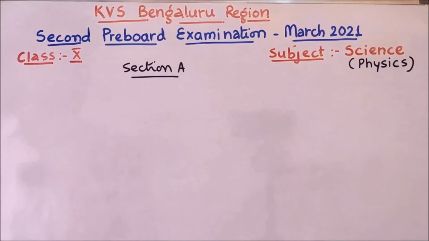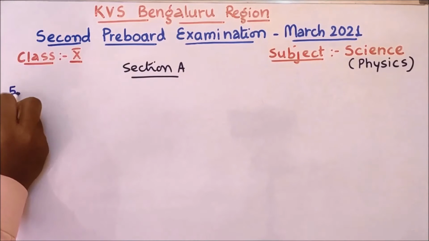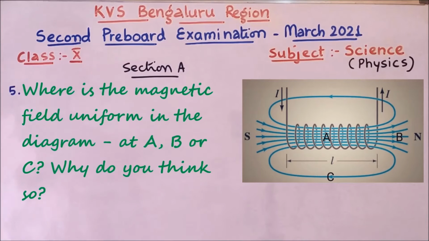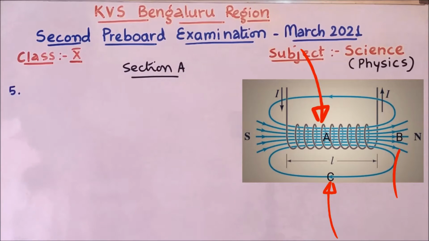Question number 1, which is question number 5 of the question paper. Let's see the question. Where is the magnetic field uniform in the diagram at A, B or C? Why do you think so? There's a diagram in the question. You can see it's a solenoid, and there have been 3 regions marked, A, B and C. So where is the magnetic field uniform?